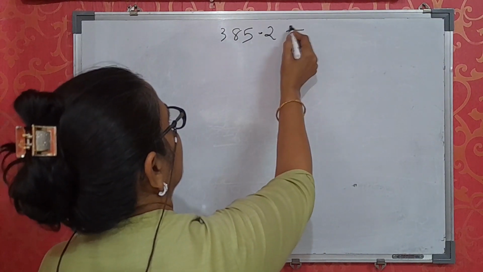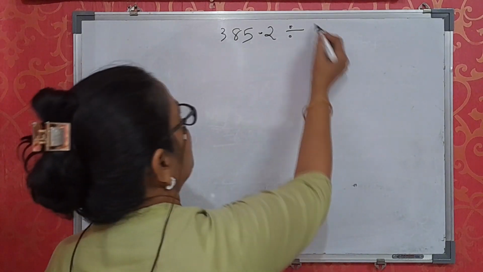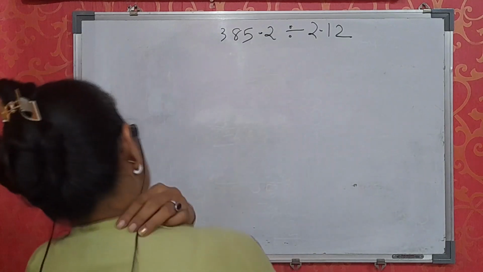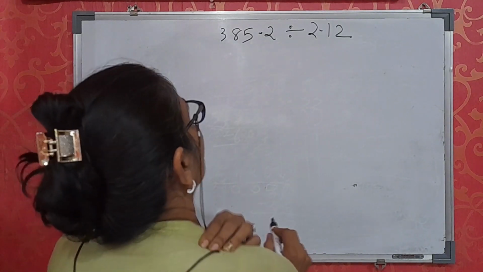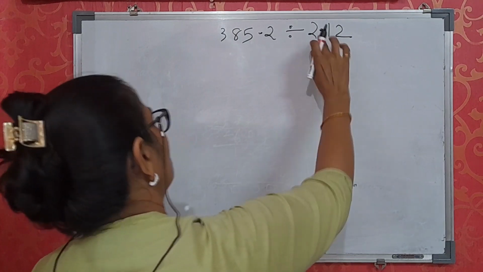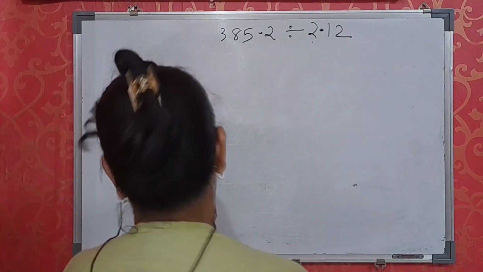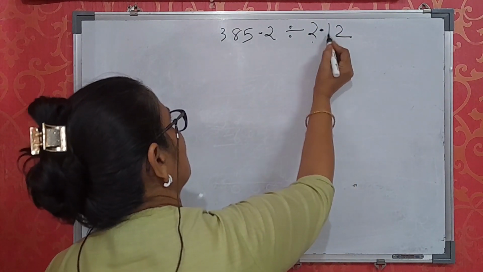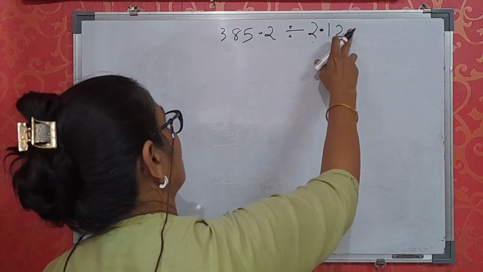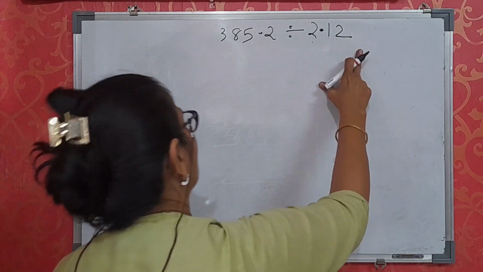385.2 divided by 2.12. Here both the numbers are decimals, but you always look at the divisor only. You have to remove the decimal point of the divisor. Now there are 2 digits after the decimal point. So when will you remove it? When you multiply it by 100.